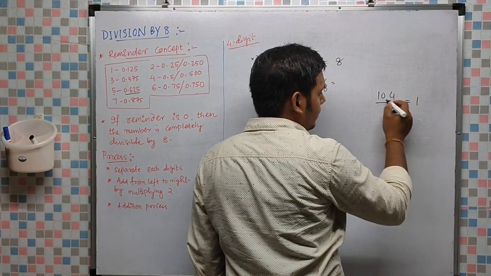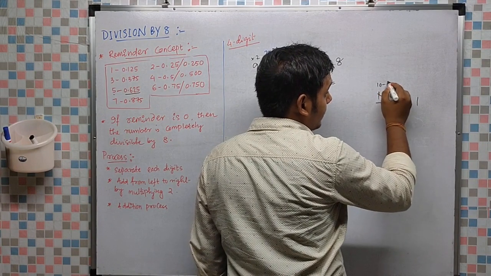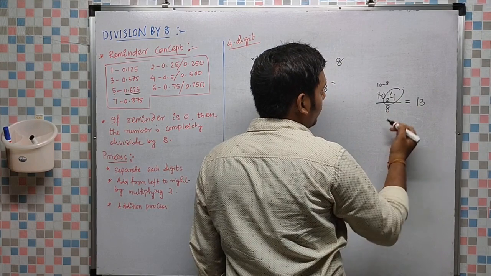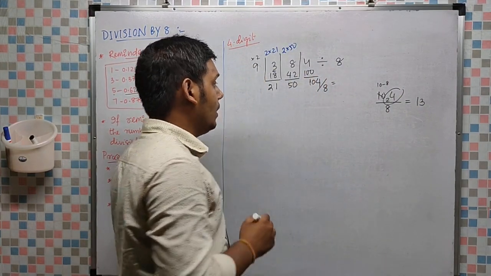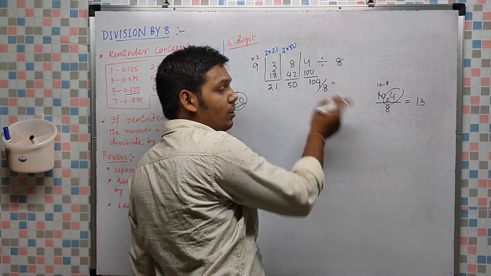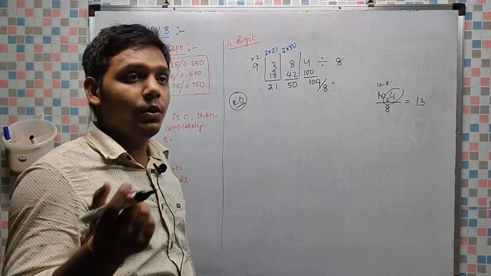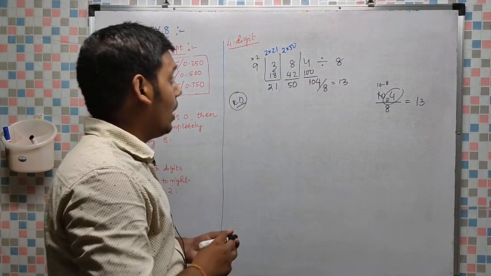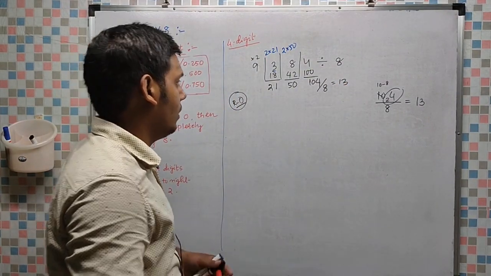8 minus 8... 10 minus 8, that is 2. Now 24 by 8 is 3, so it is completely divisible. Remainder is 0 here in case of 104 by 8. So 104 by 8 is how much? 13. So now what do I have to do? I have to add all of this.